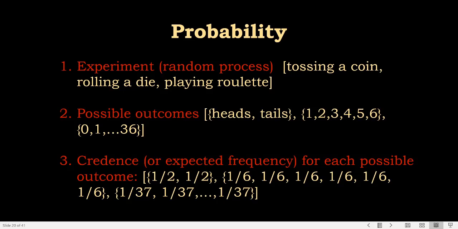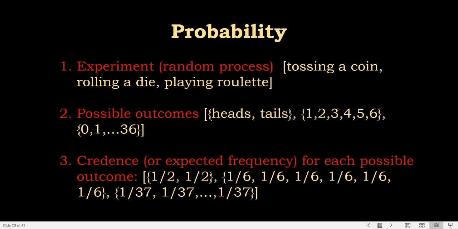The third element is the credence or expected frequency for each possible outcome. For example, in tossing a coin, the two possible outcomes are heads and tails, and if we don't have any additional information, both of these outcomes are equally likely. So for each of these outcomes there is a 1 in 2, or half, or 0.5 probability of occurrence.